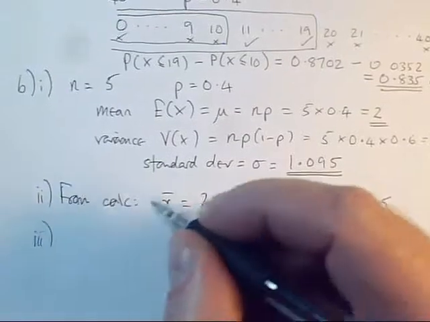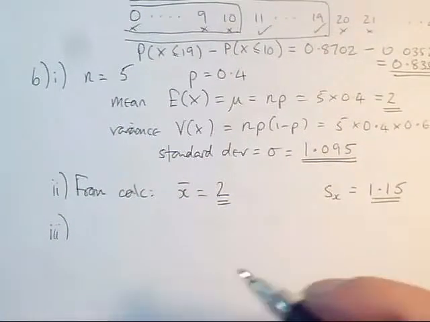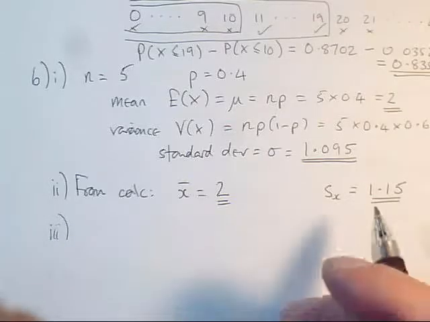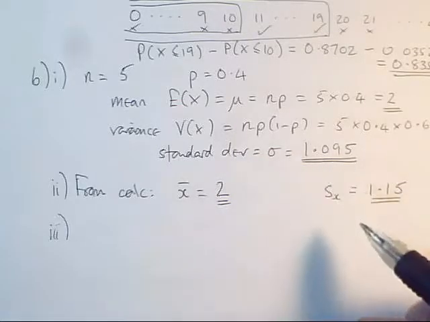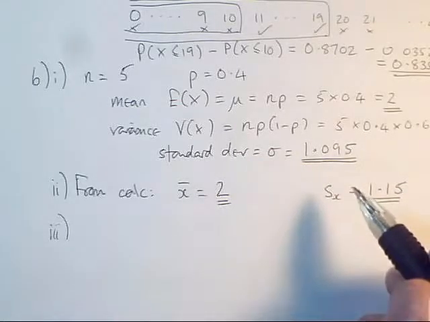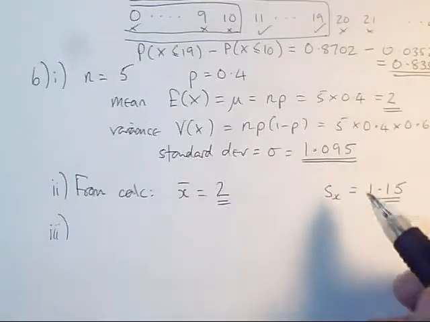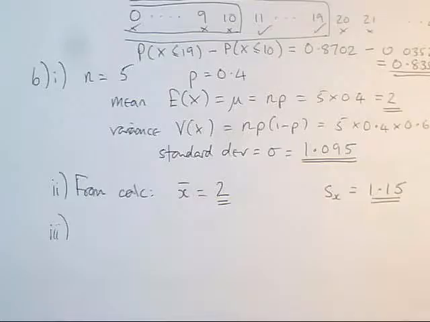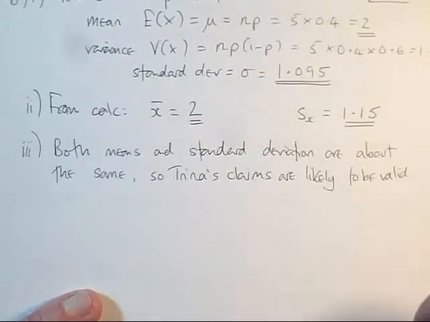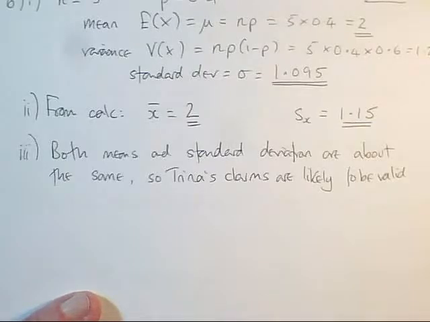So I would say both the mean and the standard deviation are approximately the same, so Trina's claims might be valid. But you will also get the marks if you say the mean is the same, but the standard deviation is different, because there's no way of knowing what kind of difference in the standard deviation is acceptable. So this is one that you could have had either way. So this is how I would word my solution.